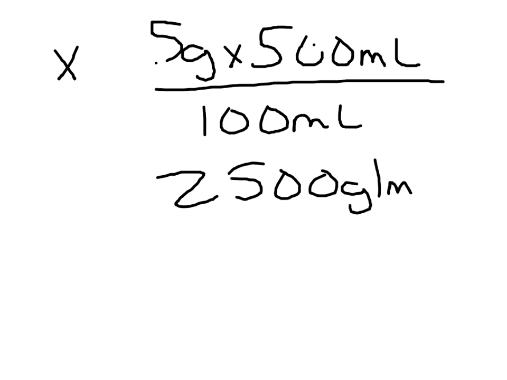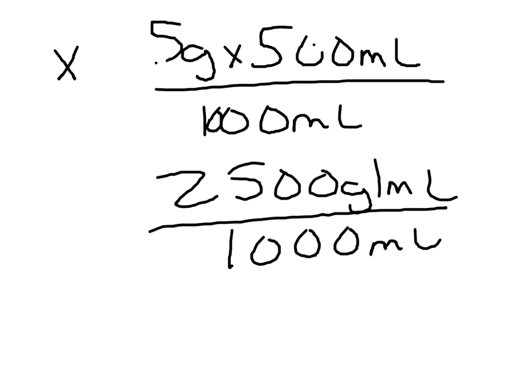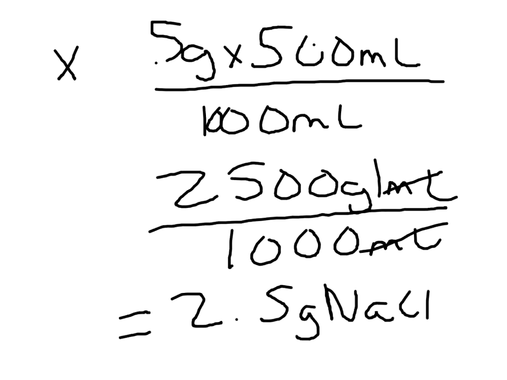So we have 2,500 grams per milliliter over 1,000 milliliters. Oh, sorry, I left a 0 off here, right? So 2,500 grams per milliliter, and we're going to take out our milliliters because they're factored in with both, divided by 1,000, and that's going to give us 2.5 grams of sodium chloride. And that is what we need.